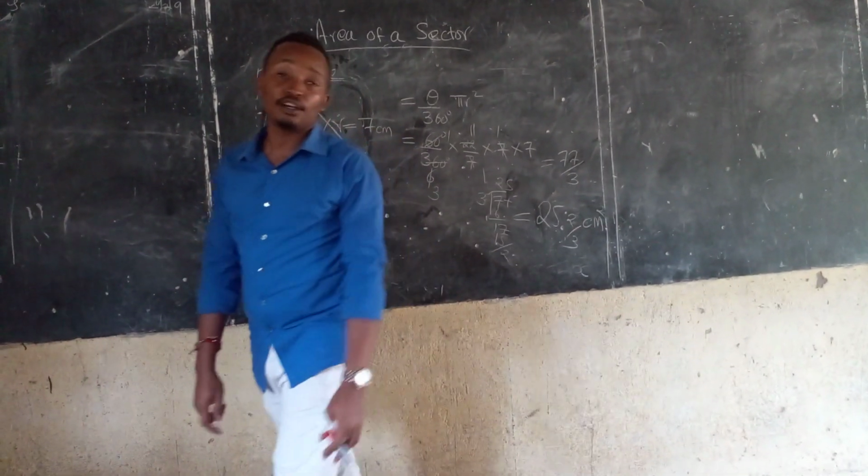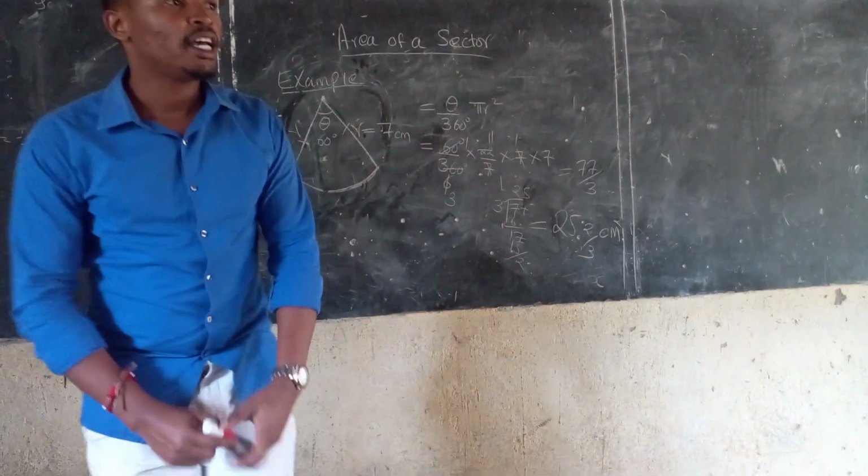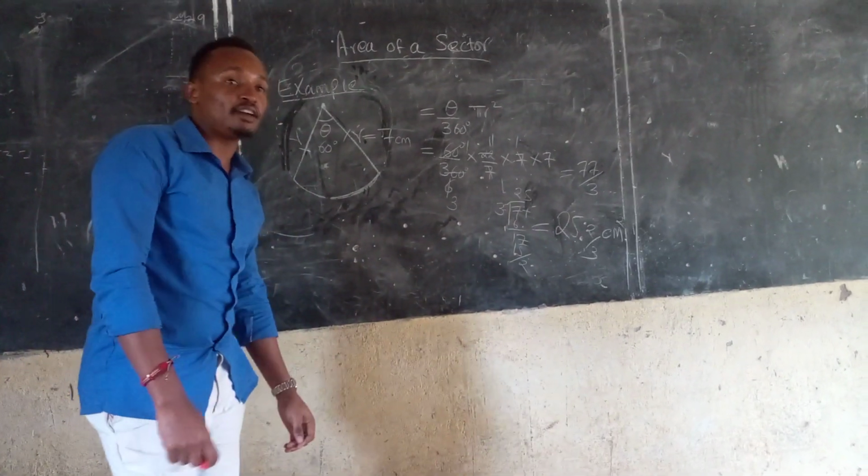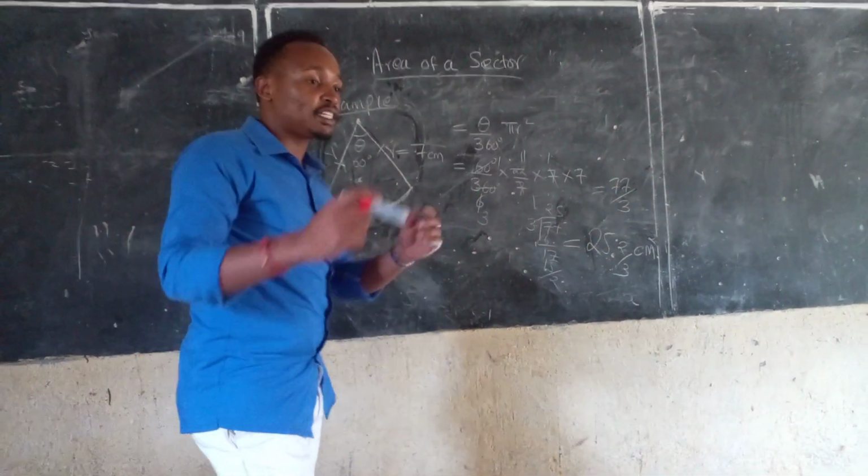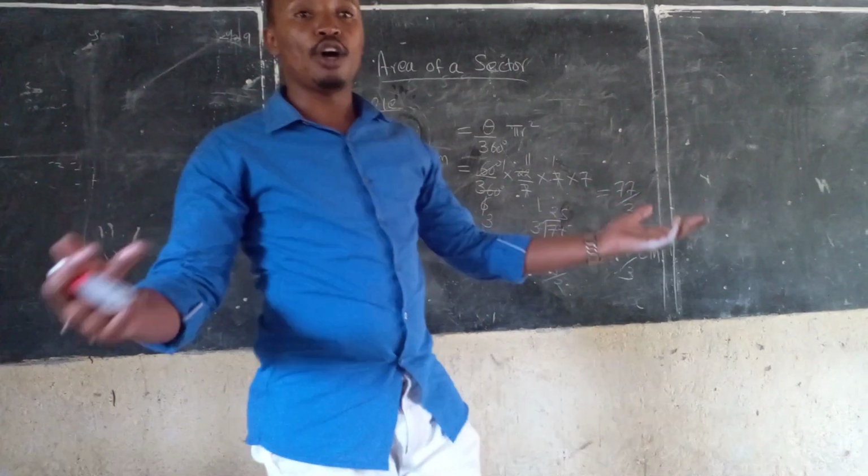So I'm hoping by now you know how to find the area of a sector of a circle. So what is difficult there?